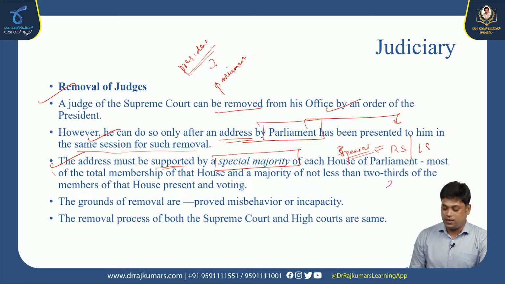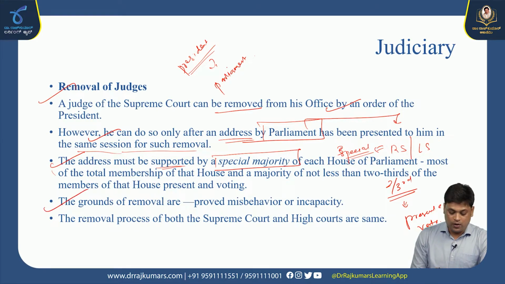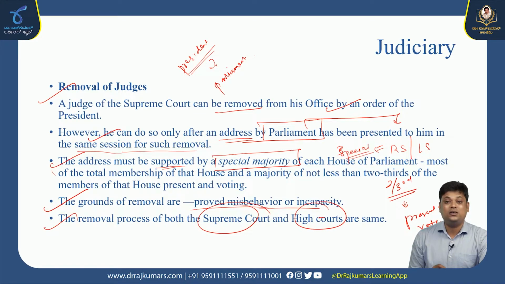Special majority means 2/3 of the members of the House present and voting, who need to give their vote related to the removal of the judge. The grounds of removal are proved misbehavior or incapacity. The removal process for both the Supreme Court and High Court is the same.